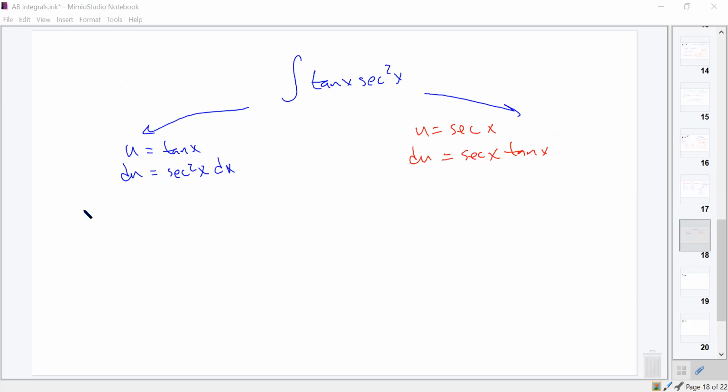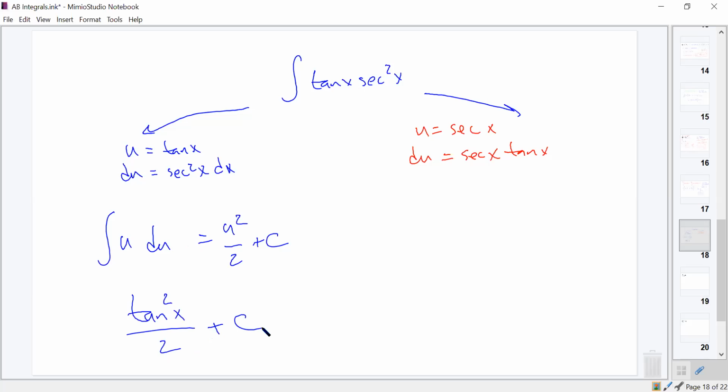So with this method, we ended up with the integral of u du, which gave us u squared over 2 plus a constant, or tangent squared x over 2 plus a constant. On this side, when we got the integral of u du, it still gave us u squared over 2 plus a constant, but it gave us secant squared x over 2 plus a constant. And clearly these do not look the same. True?